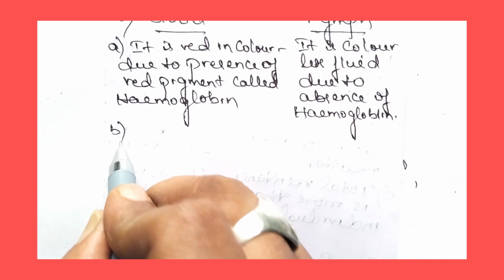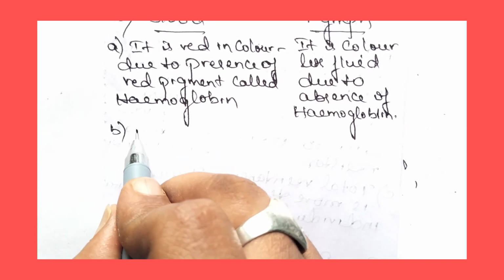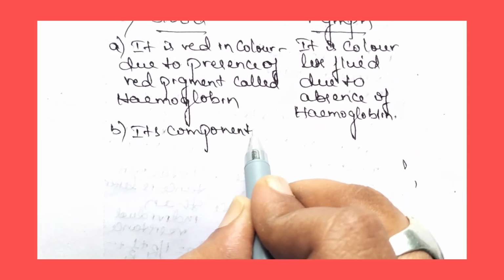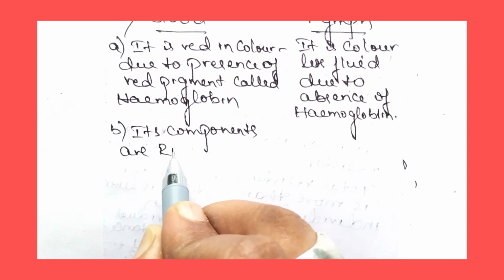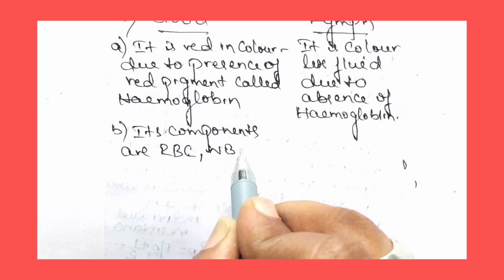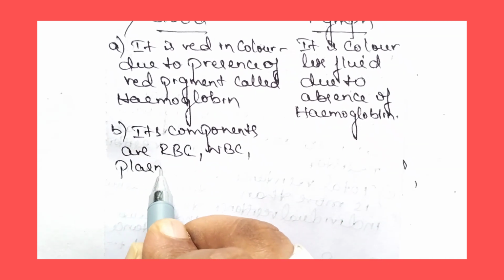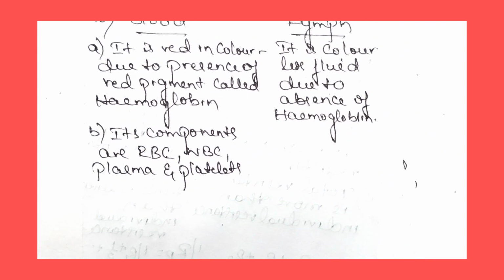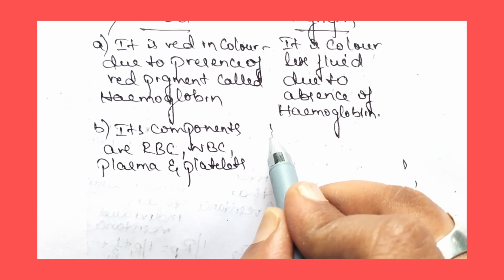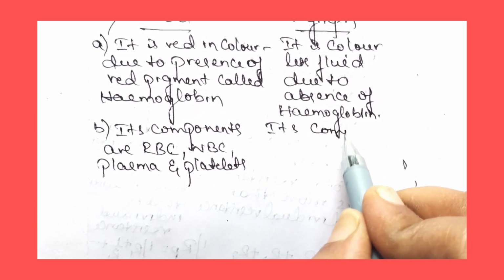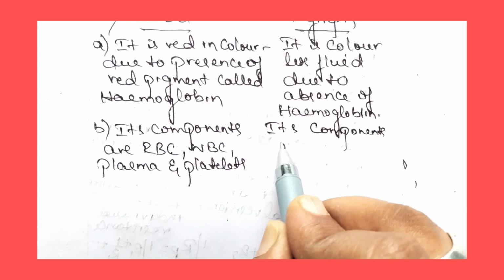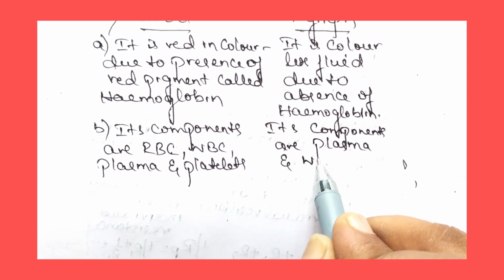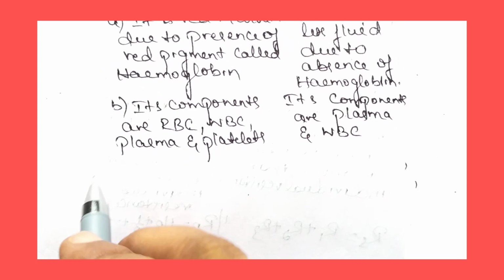Next, second difference is, blood's components are RBC, WBC, plasma and platelets. Lymph's components are plasma and WBC.